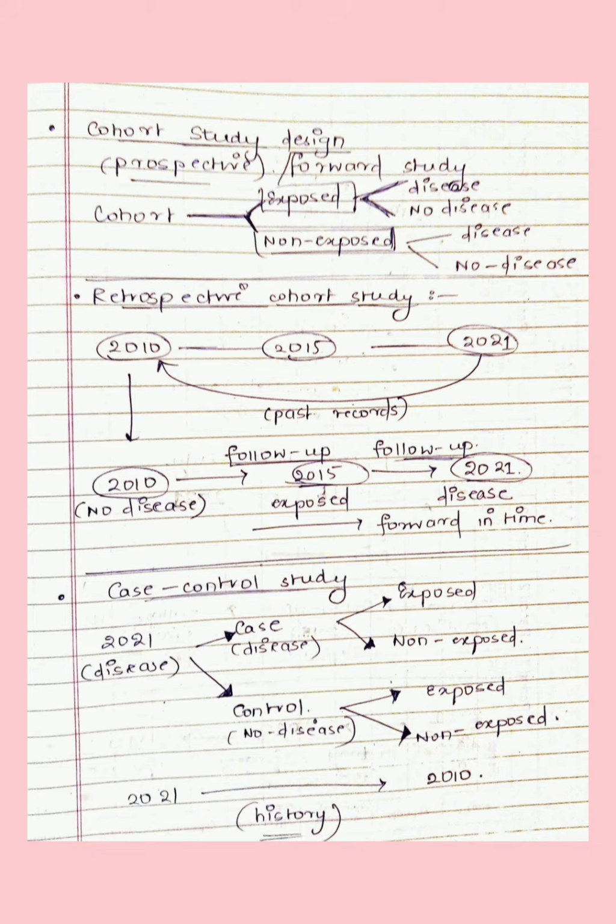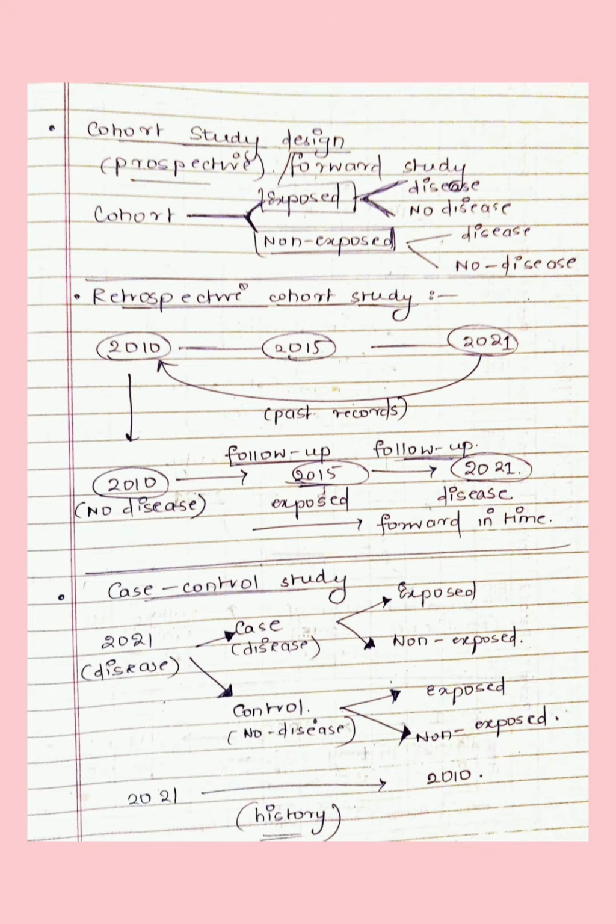Now this is also called a prospective study or forward study design because we are going forward in time. We are proceeding forward. Say we select a cohort. A cohort is nothing but a group of population having the same characteristics. Now that we have a population, we sort them into an exposed group and a non-exposed group.